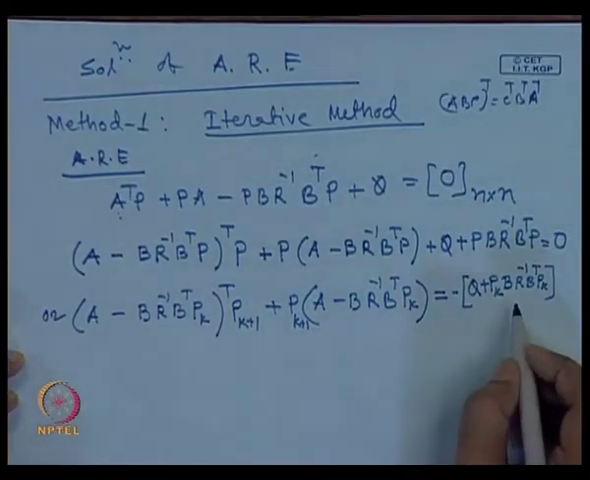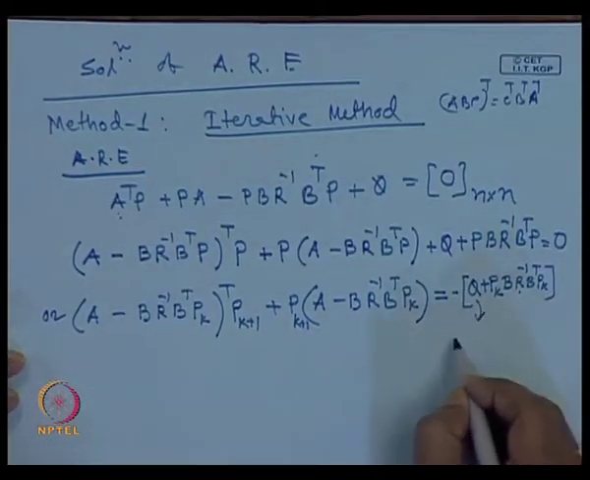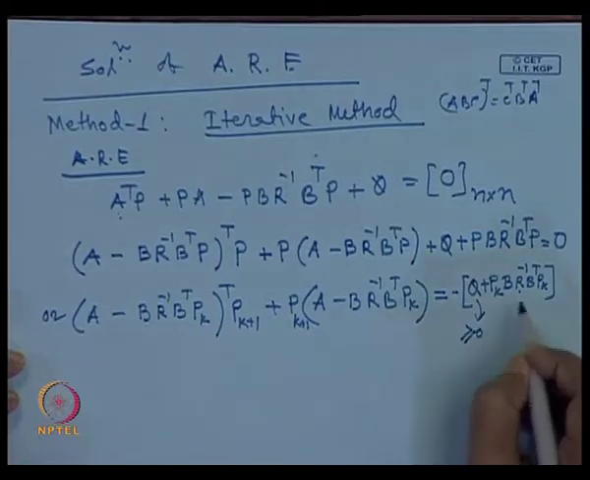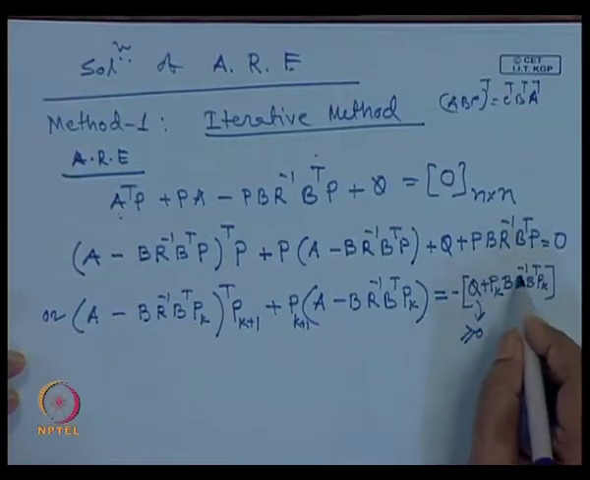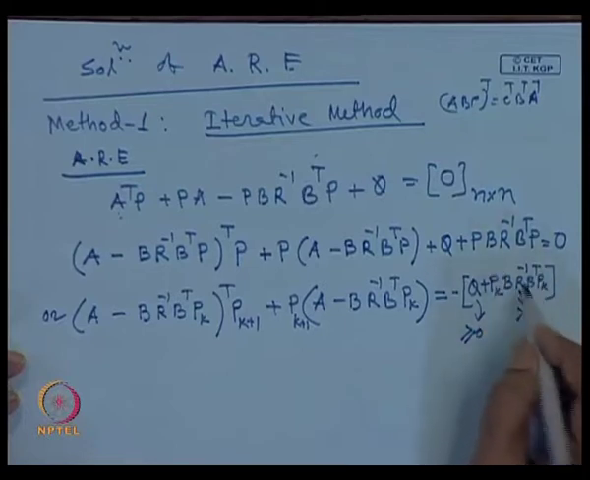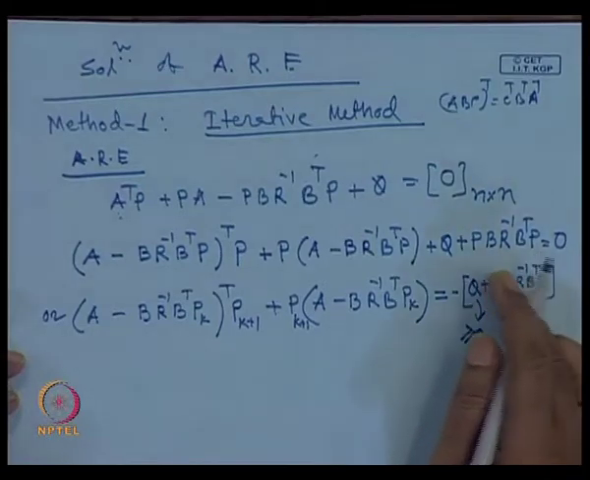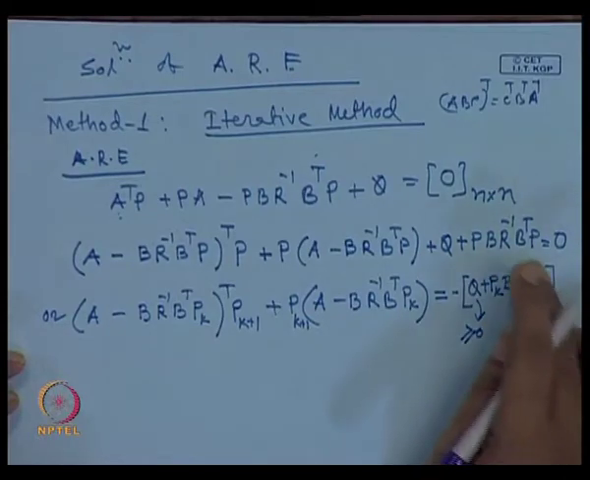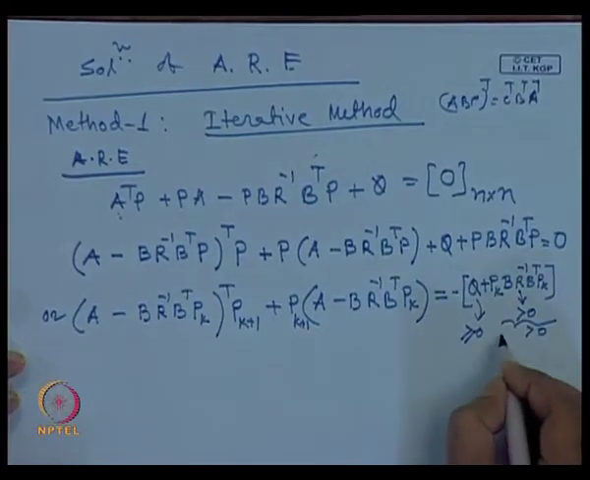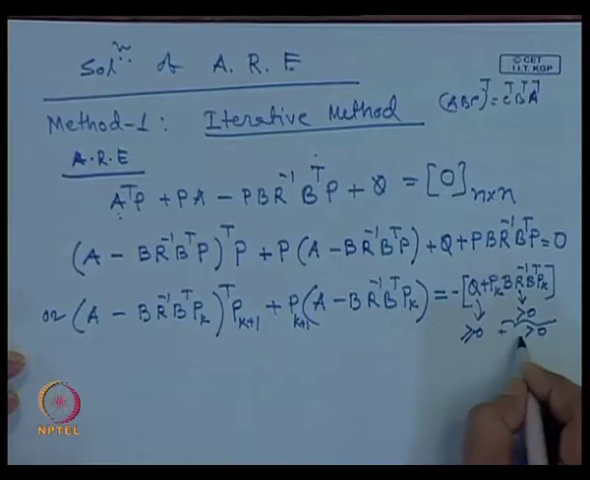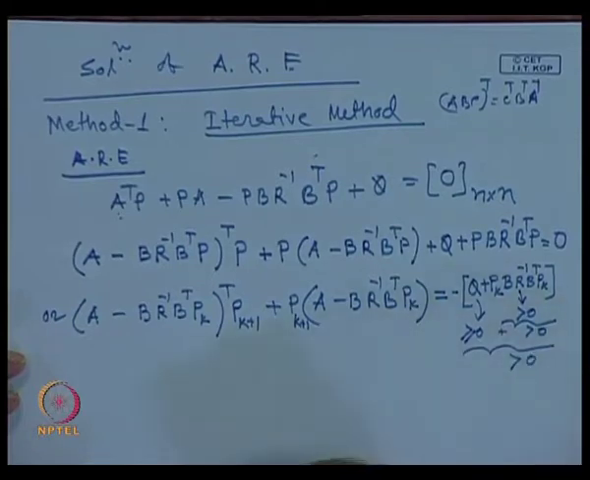Now you see this matrix Q is positive semi-definite, and R is a positive definite matrix. This product will be positive definite, because it is multiplied by some matrix, then a positive definite matrix, and then the transpose of that matrix, post-multiplied by the transpose of the pre-multiplied matrix. So the whole matrix becomes a positive definite matrix. A positive definite matrix plus a positive semi-definite matrix results in a positive definite matrix. So it is something like the standard Lyapunov function method.